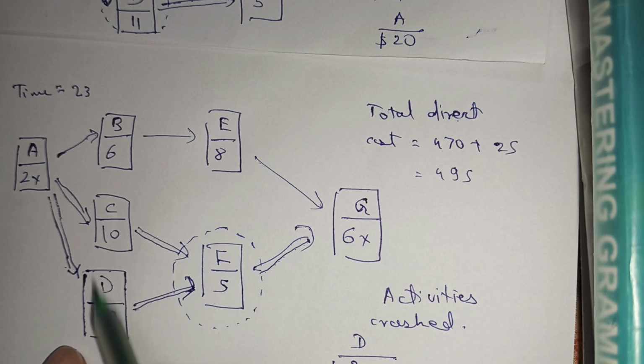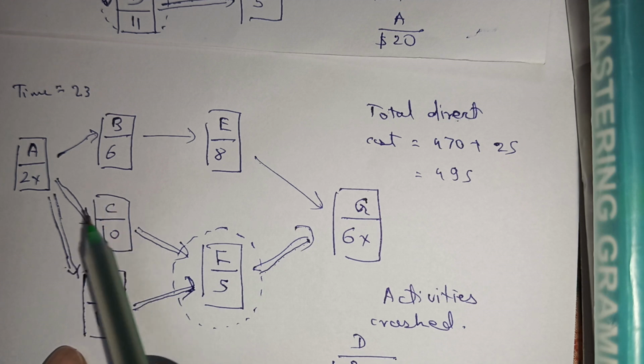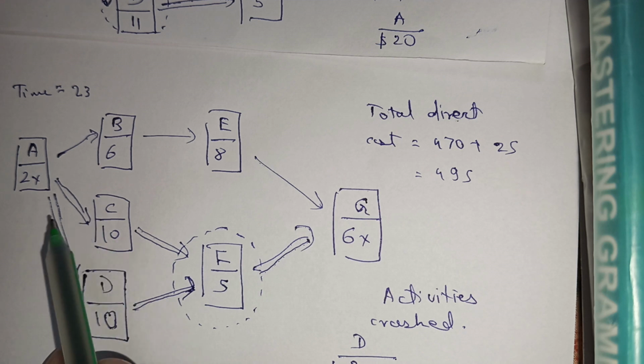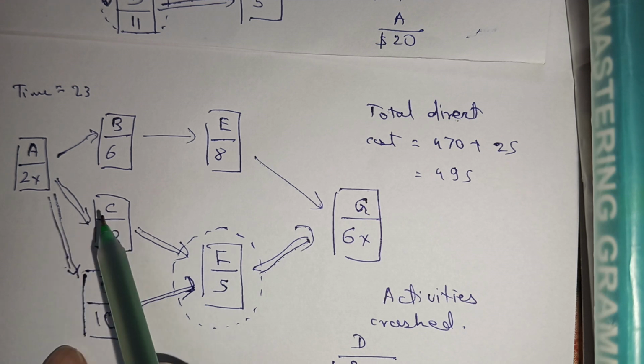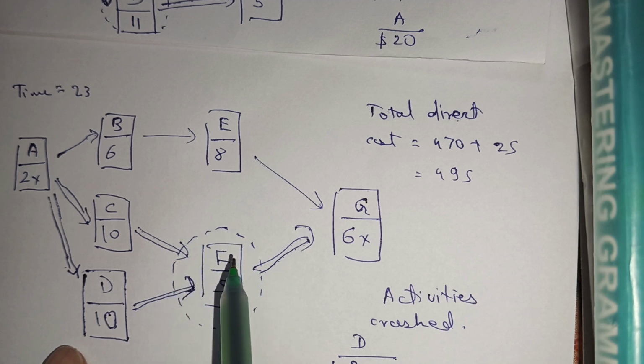Otherwise we would have to crash these two activities together to reduce it by 1 day, because both are running parallel. Okay, and if we crash only one of them, we cannot reduce the total project duration by 1 day. So we'll have to crash both of these, and the cost of both is pretty high. D is 25 and C is 30, so it is 55. So it is a wise decision to crash only F.